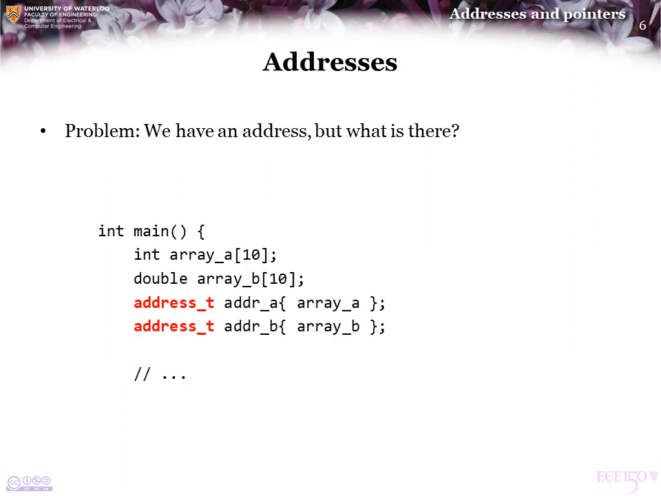There is a problem here, however. Yes, we may actually have an address, but what is there? Is what is at that address storing an int, or perhaps a double or a float? For example, here, address_A would be storing the address of the first entry of an array of type int. Address_B would be storing the address of the first entry of an array of type double. So if we just had a generic address type, then the compiler would not know what to do with array_A or array_B, other than the fact that it knows that those are addresses.